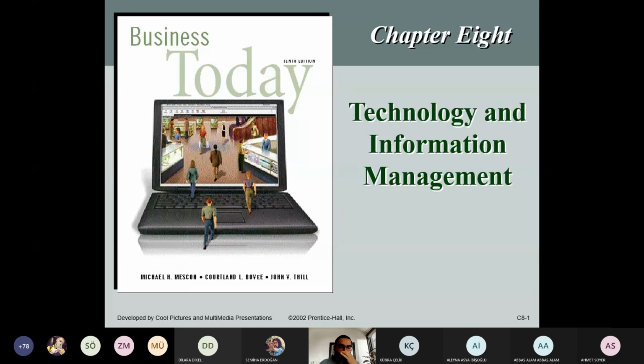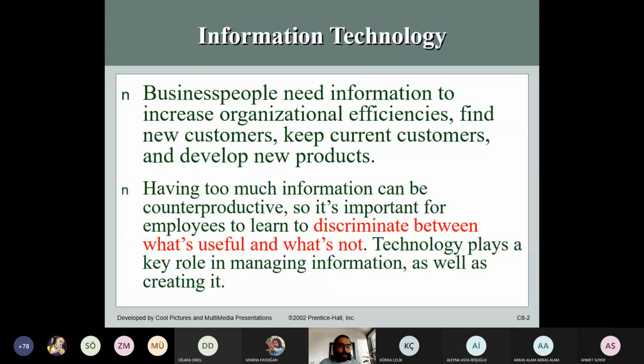Okay, so why do information and technologies matter for companies? Let's first talk about information technology. Business people and managers need information to make a decision. For example, you are asked to buy some raw material for your company, and you are asked which company you should buy from. So how do you decide that?